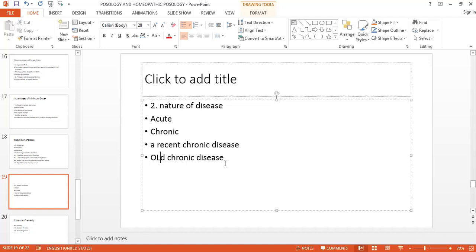So in the old chronic disease, you have to be more cautious while you are prescribing the medicine. If new symptoms appear, then another homeopathically related similar medicine we have to choose and administer in repeated doses.